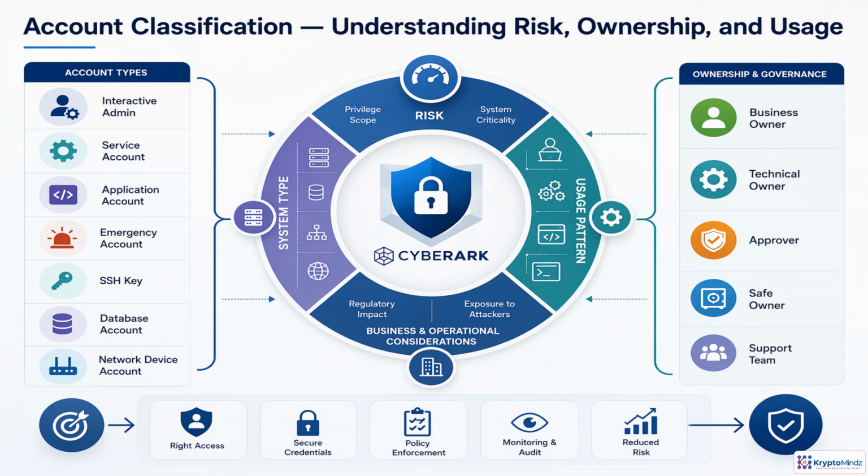Then assign risk based on privilege scope, system criticality, regulatory impact, and attacker exposure. Finally, document ownership clearly: business owner, technical owner, approver, safe owner, and support team. Strong classification drives the right access, rotation, monitoring, approval, and audit policies.